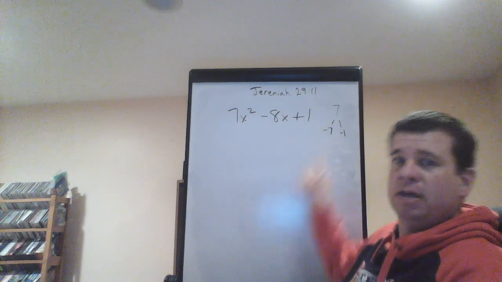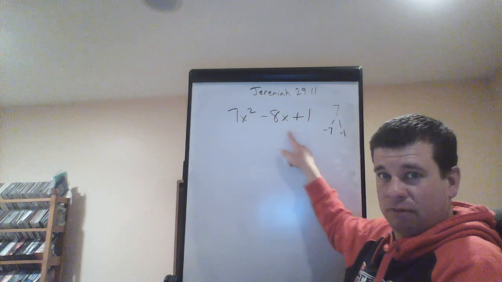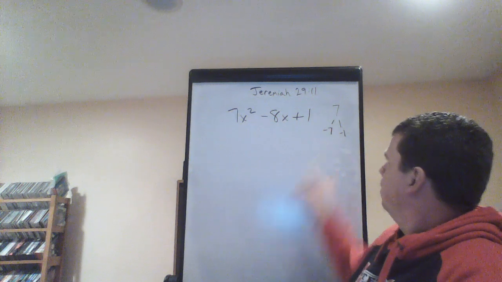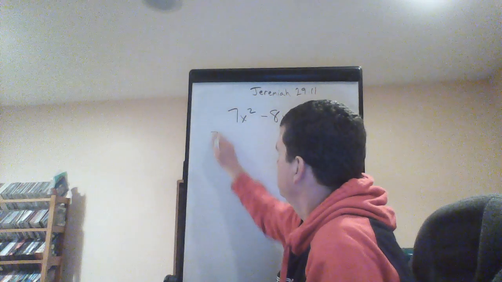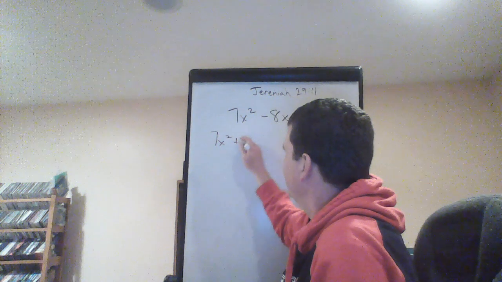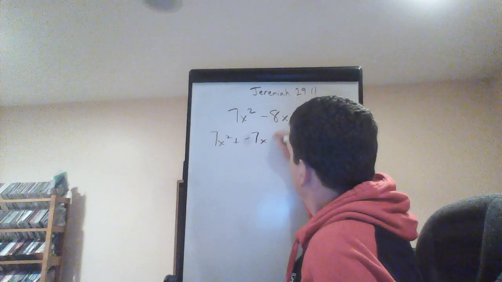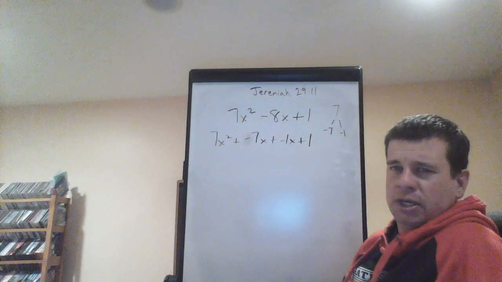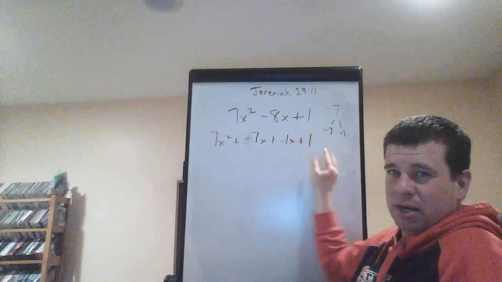They both have to be negative because a negative times a negative would give me that positive, and -7 plus -1 would give me -8. So I think we're in business. So now I want to uncombine like terms. All right, so 7x squared plus -7x plus -1x plus 1. All right, so I just took that -8x and combined it to -7 plus -1.